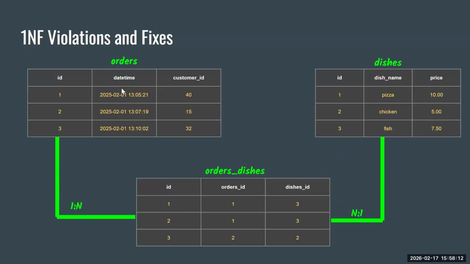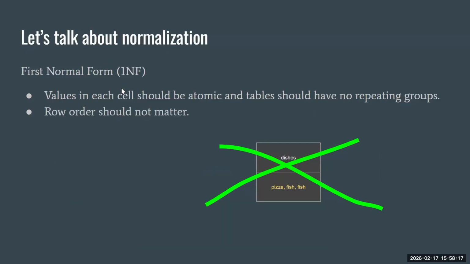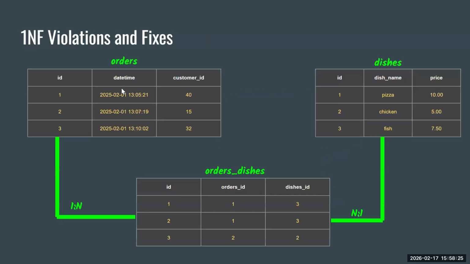Now, there is one more subtle violation. Those are two obvious violations, right? But there's one more subtle violation in our join table. And I meant to have this nicely animated, but I messed up my slides, so that's on me.